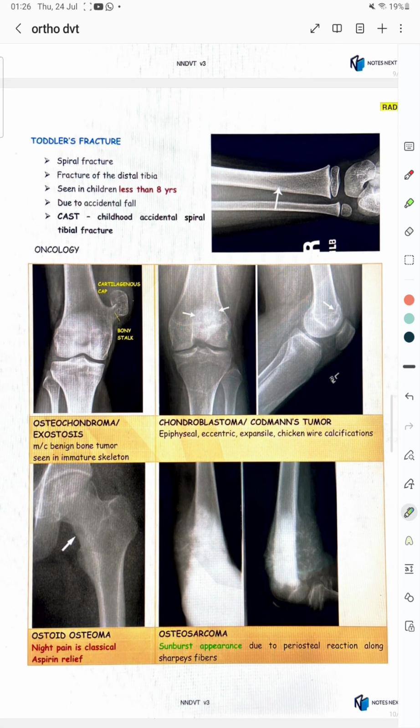Toddler's fracture, spiral fracture. This is a spiral fracture of the distal tibia, seen in children less than 8 years due to accidental fall. What do we do? Cast. Childhood accidental spiral tibial fracture.